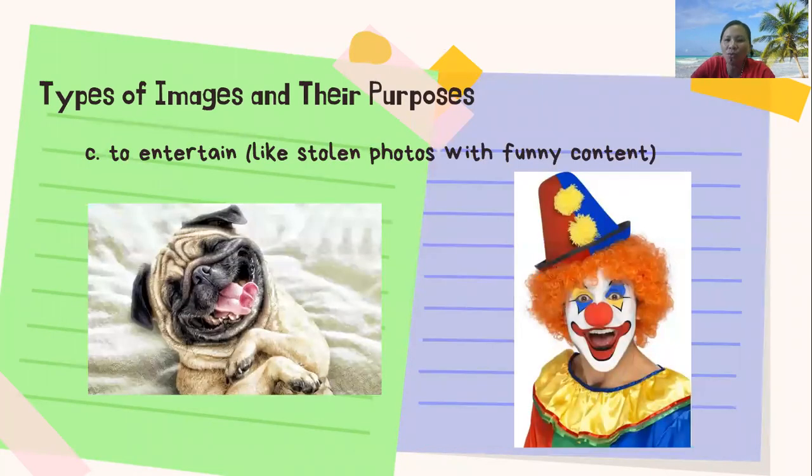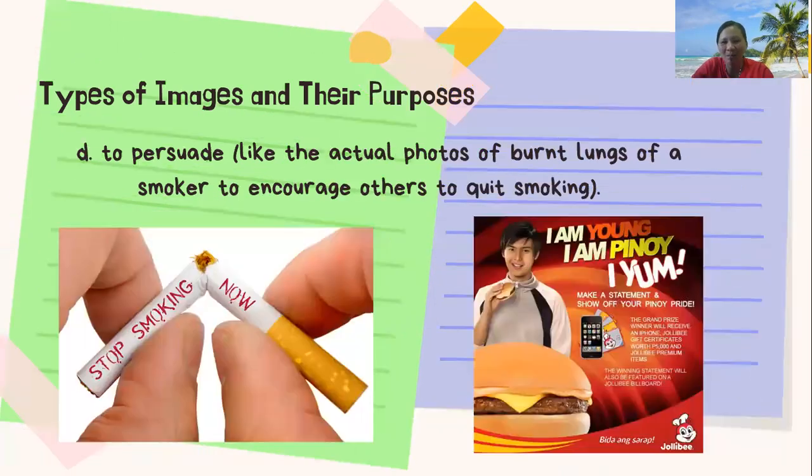Next one, to entertain. When you have these images, usually they are stolen photos with funny content. Oh, look at this dog. This is a picture of a real dog, and if you look at it, you will really smile. It will make you happy. And also this one, the clown. These are stolen photos. Okay?